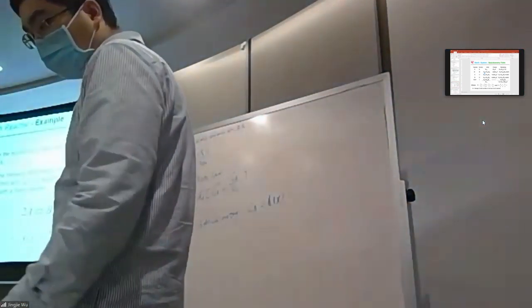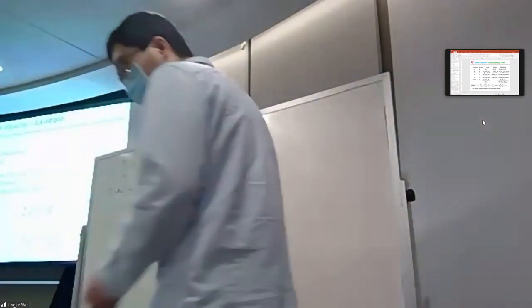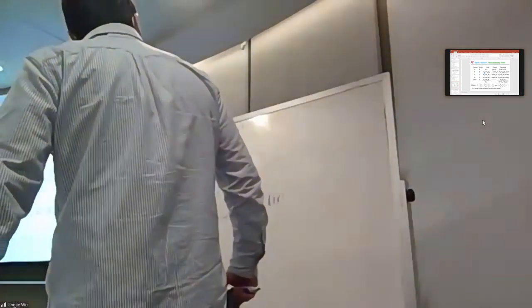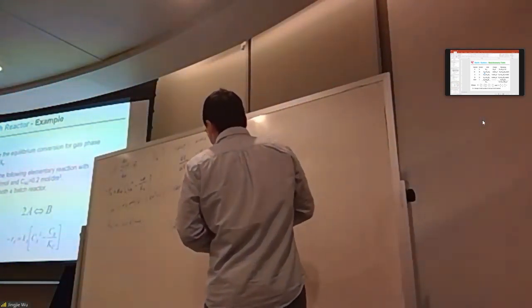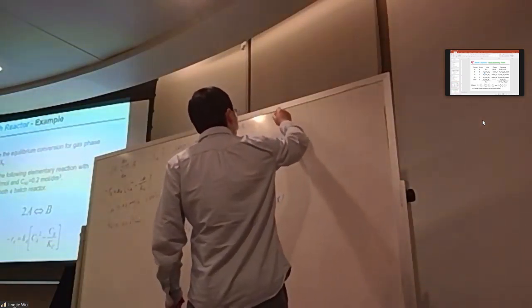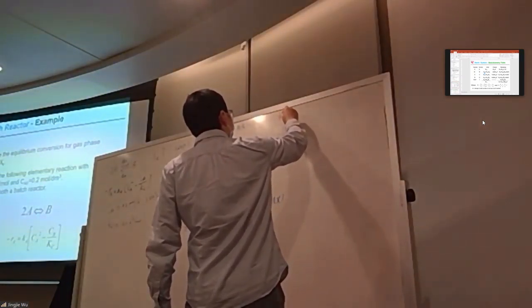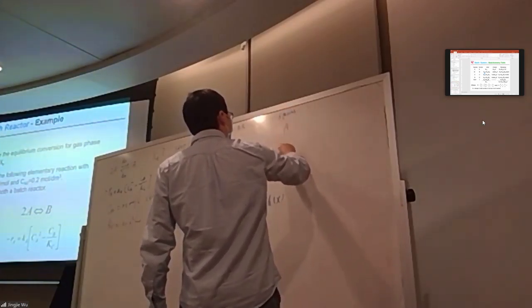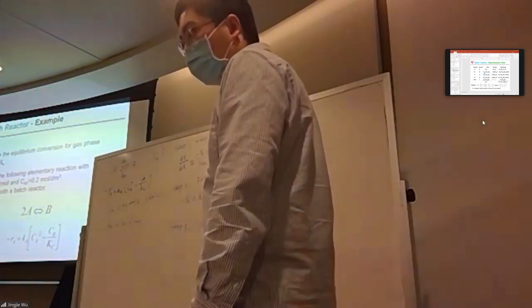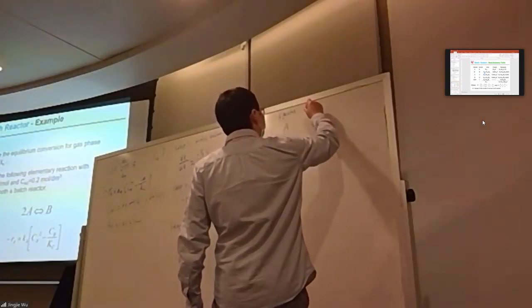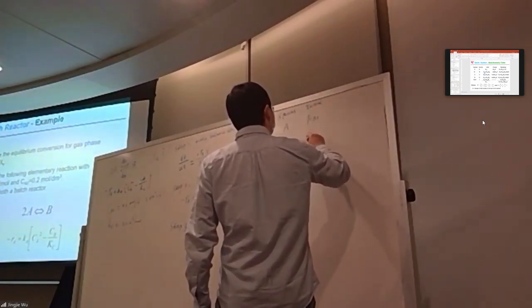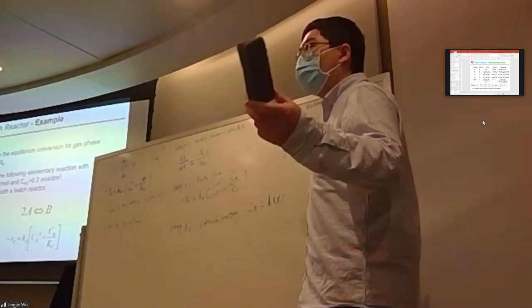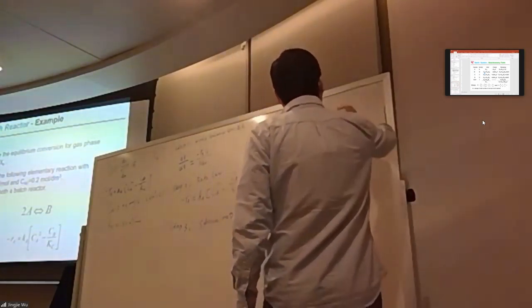What's the stoichiometry for the batch reactor? We already learned this, but let me give it to you one more time. So you have species A and B. The initial is N_A0, and B is zero. The initial, there's no B.